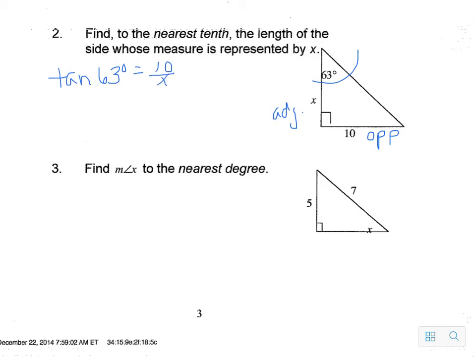All right, so let's multiply both sides here by x. And we're going to get x times tangent of 63 degrees. I know you may be saying, well, that didn't help us because we still don't have x by itself, but we're getting there. Now we're going to divide each side by tangent of 63 degrees.